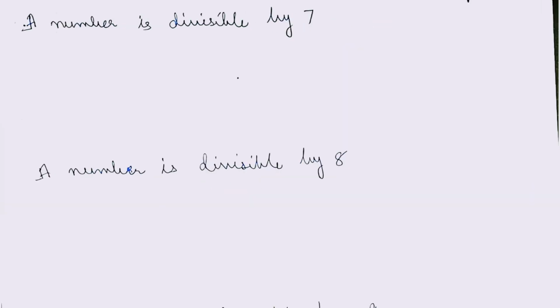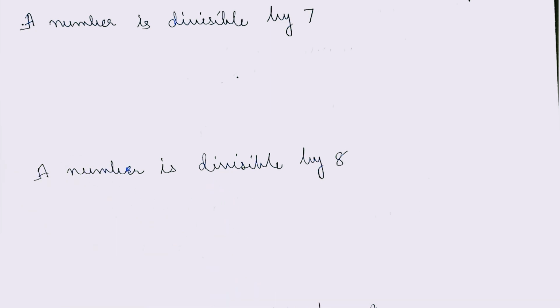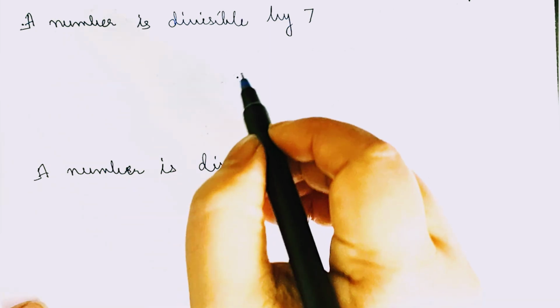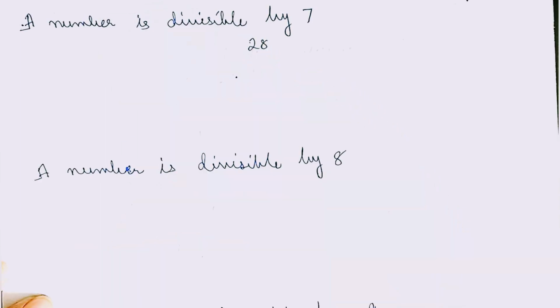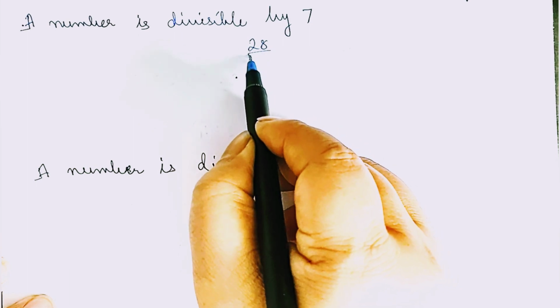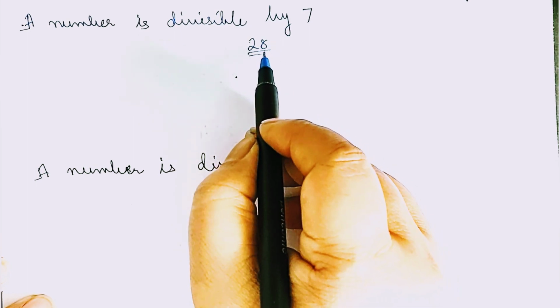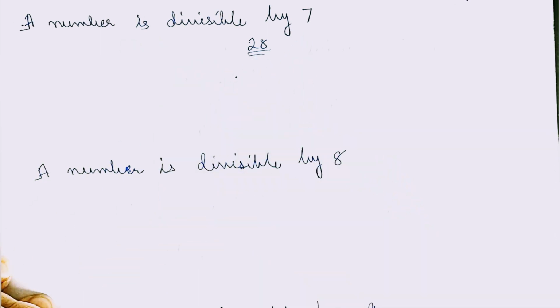Okay, now if a number is divisible by 7 or not. Now see, say I say 28. Is this number divisible by 7? Yes, you all can very easily say it is divisible by 7 because it is a multiple of 7. 7 times 4 is 28.